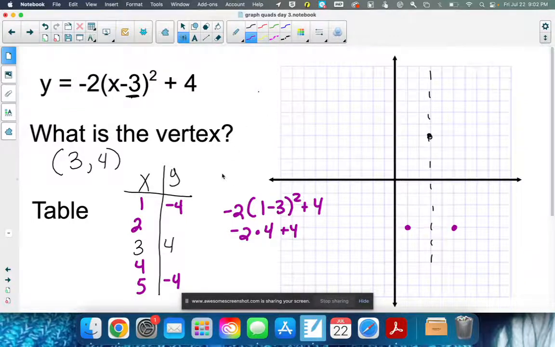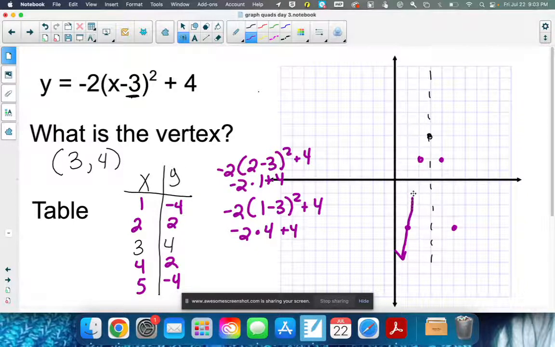Okay. And now let's substitute in 2. Negative 2 times 2 minus 3 squared plus 4. 2 minus 3 is negative 1. If you square it, it becomes positive 1. So times negative 2. So negative 2 times 1 plus 4. Negative 2 times 1 is negative 2 plus 4 is positive 2. So 2, 2 and 4, 2. There we go. And then we're going to draw our curve like normal from left to right. And our graph is going down this time. All right, one more.